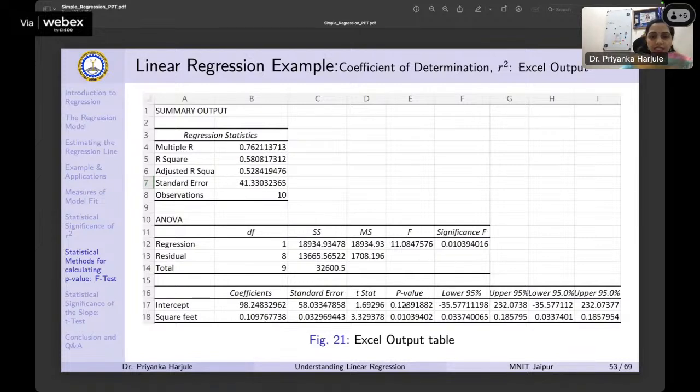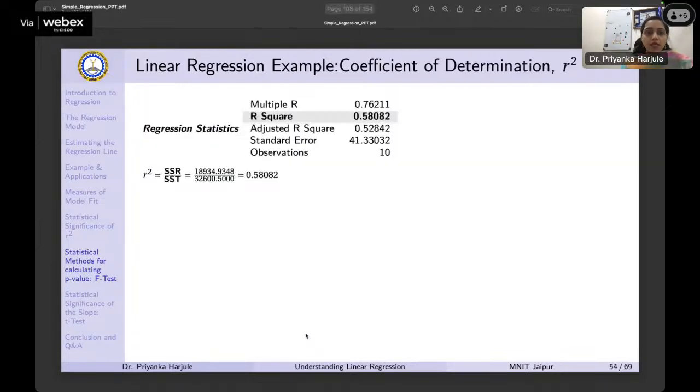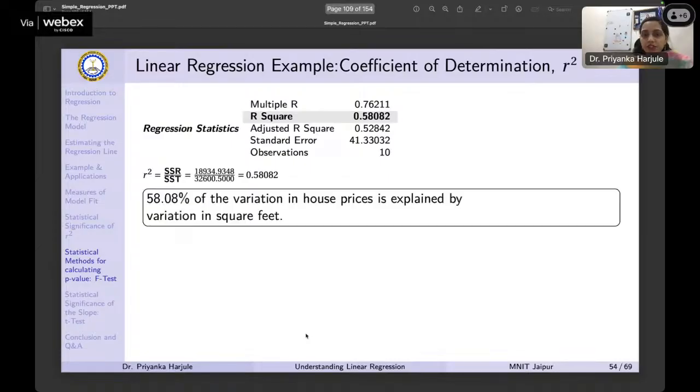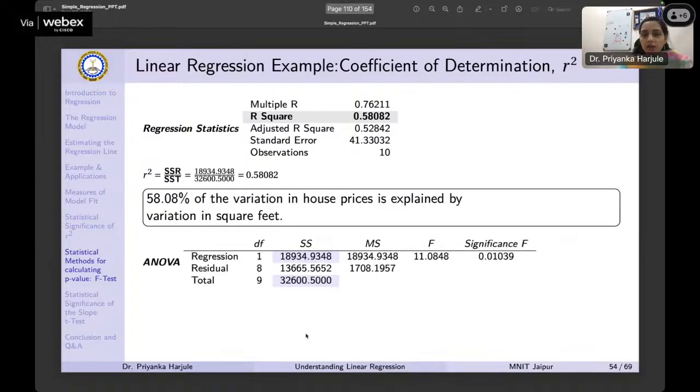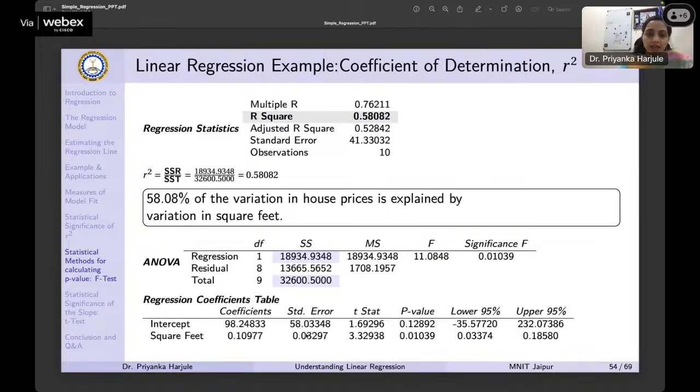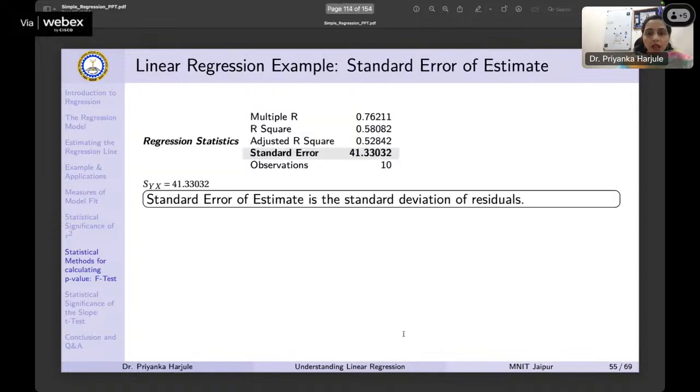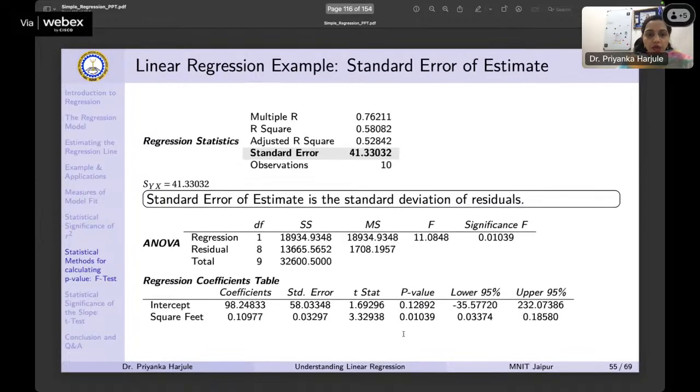Then we also have the third part of the table, which is from the t-test. We will look at it one by one. This is about the R squared, which is showing 58.08% variation in house prices explained by the variation in square feet. We have seen this F statistic, which is the division of MSR and MSE. Now we will look at this part of the output. Standard error I have also covered.